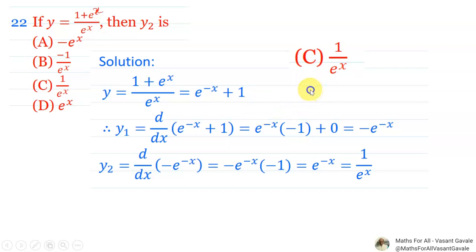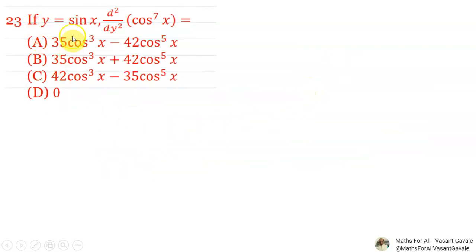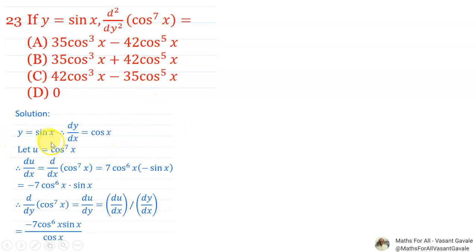Easy example. If y is equals to sin x, then d2 of cos of x raised to 7 upon dy square is equals to. Okay, a little tough example. y is equals to sin x, therefore dy by dx is equals to cos x. Let u be equals to cos of x raised to 7. du by dx is equals to d by dx of cos of x raised to 7, which means 7 times cos of x raised to 6 into minus sin x. Therefore, you will get minus 7 cos of x raised to 6 into sin x.